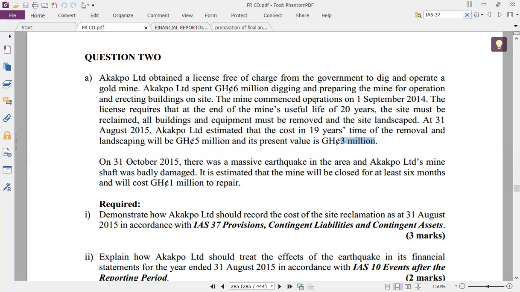So the cost of the mine, that is digging the mine, operations, erecting buildings, everything, is 6 million. Add the 3 million to it, making 9 million. So according to IAS 37, provision needs to be made for the 3 million. We should take note of that.